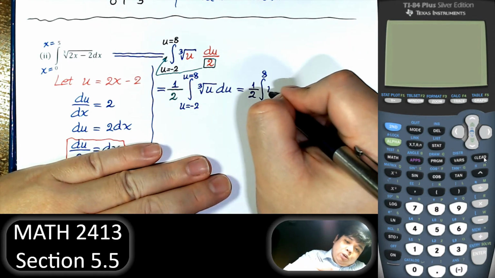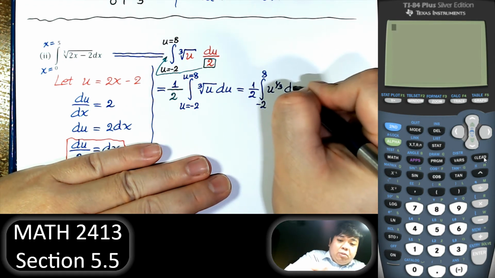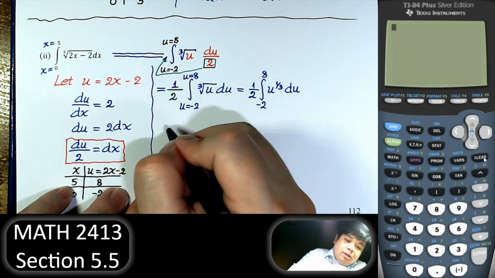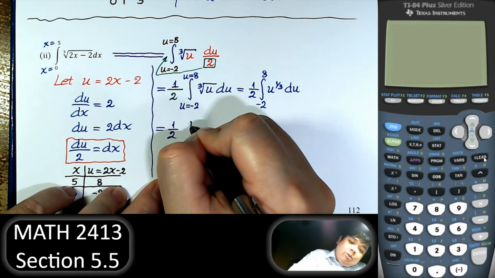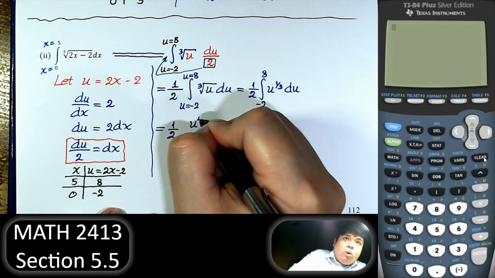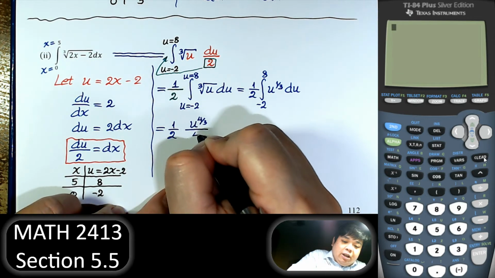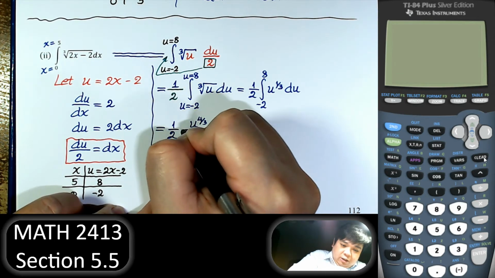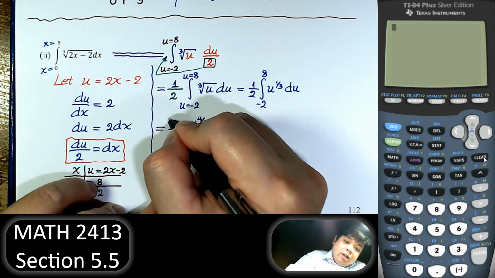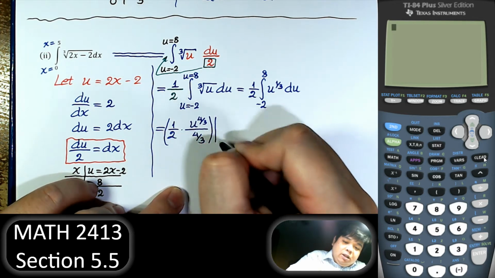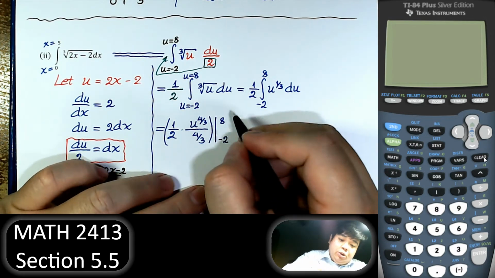And we write this as u to the 1/3. And then use the power rule for that. The power rule for u to the 1/3: increase the power by 1. 1/3 plus 1 is 4/3. Divide by the same thing as the exponent, 4/3. Now this is the definite integral. So instead of plus c, we will have the limit -2 to 8, u equal to -2 to u equal to 8.